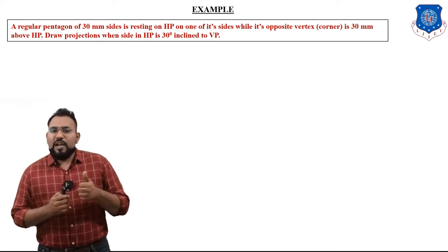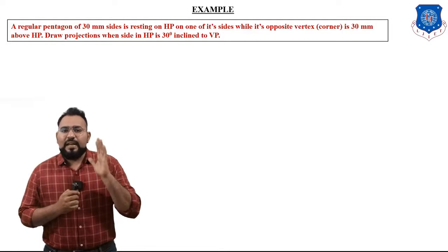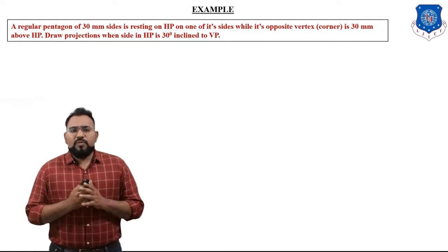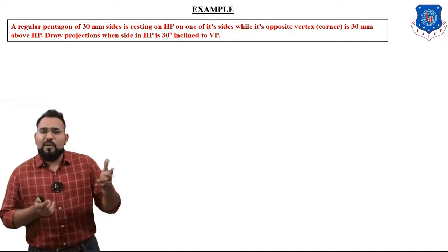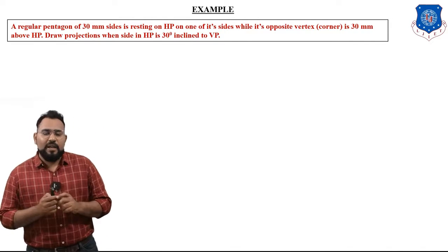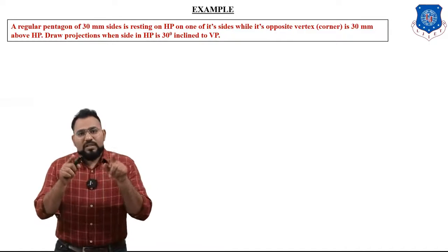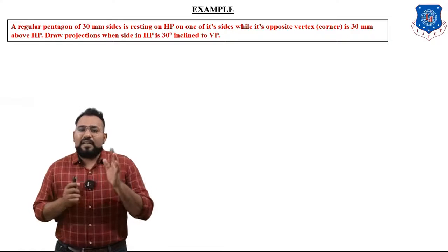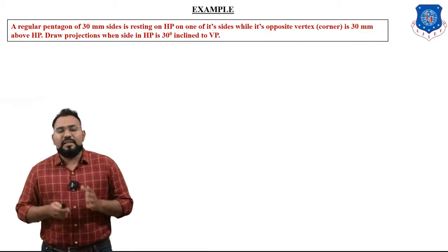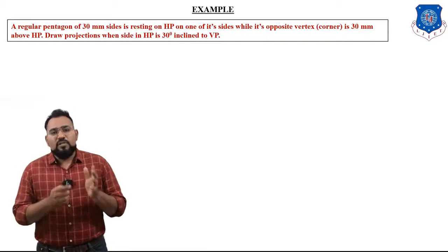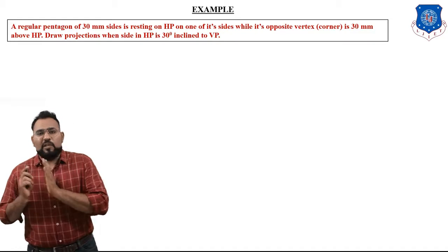First thing, what kind of geometry is it? It is a pentagon, and here it is written a regular pentagon. A lot of students have a question in their mind: what is a regular pentagon? We have heard about a pentagon, but what about a regular pentagon? A regular pentagon is one in which all sides have the same dimension. If all sides of the pentagon have the same dimension, then that pentagon is known as a regular pentagon. Otherwise it is known as an irregular pentagon.